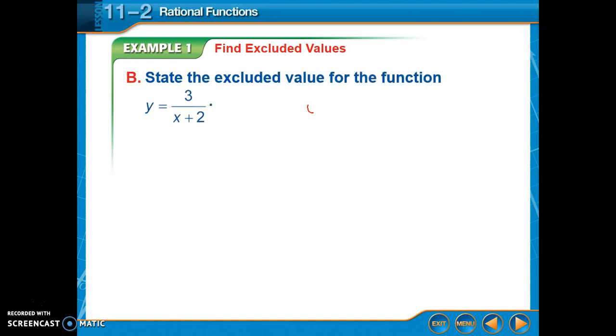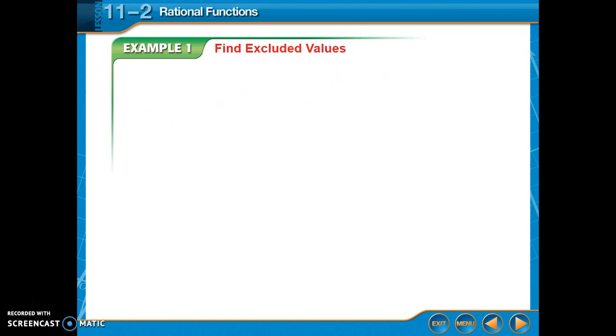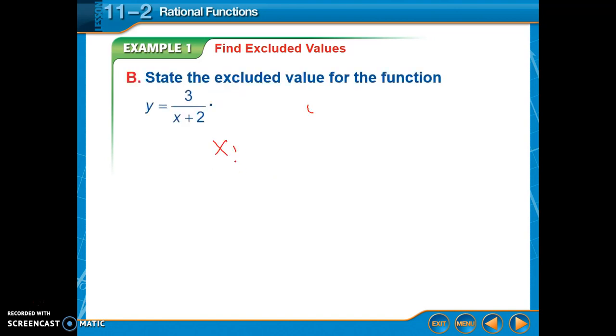Okay? The next one, it says state the excluded value of this one. So this whole denominator, this can't be 0. So that means x plus 2 can't be equal to 0.